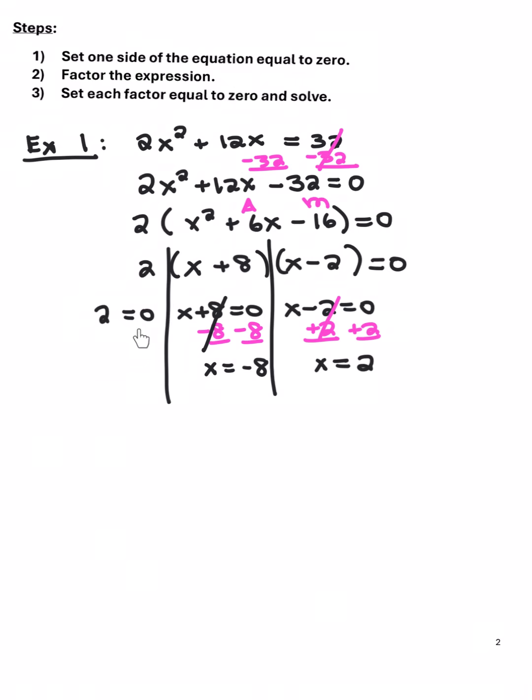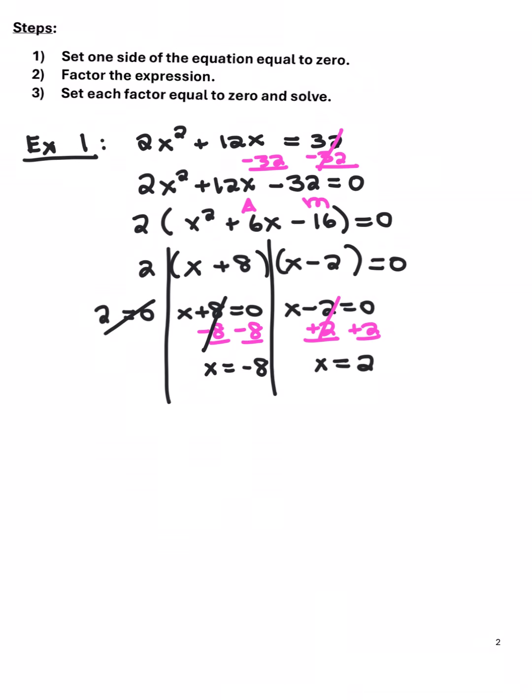Okay, now, I skipped over this one because this one was a little unique. It says 2 equals 0. Now let's think about this. Does 2 equal 0? No, not at all. 2 is 2 and 0 is 0. They are not equal to each other. So what we're going to do is cross this out because this doesn't make sense, all right?